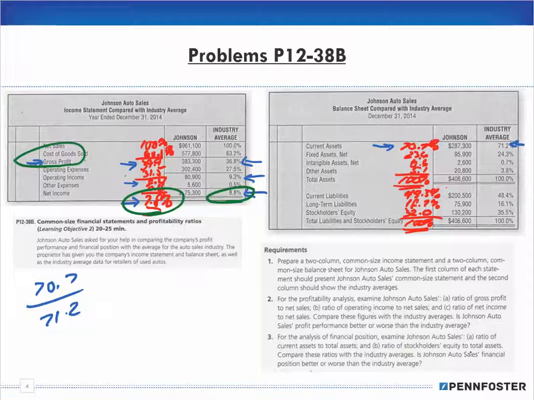Ratio of stockholders' equity to total assets. Right, so my stockholders' equity is 32, and the industry average is 35.5. Okay, so that's not so good. All right.